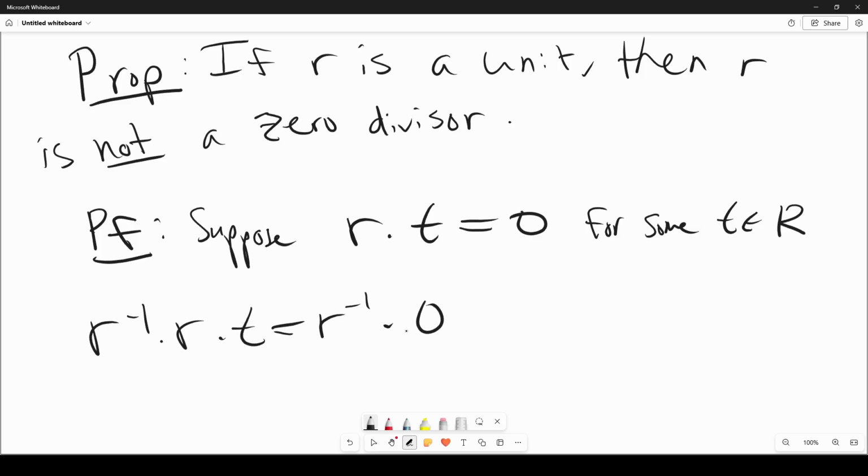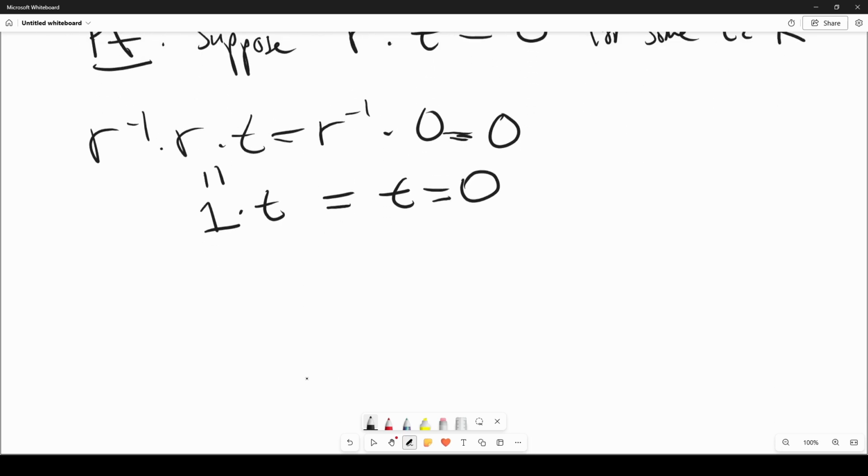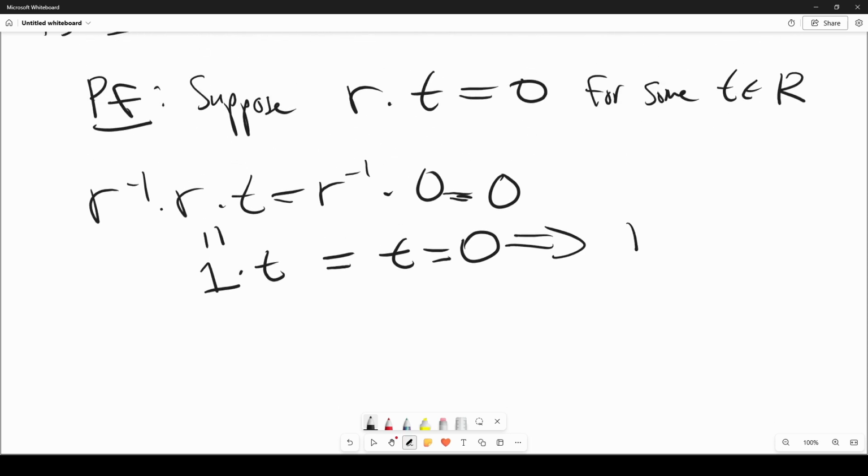But recall that anything times 0 is 0, so this side is still 0. And r inverse times r is just 1, so this is 1 times t equals t. And then this must be equal to 0. So I get that t is 0. And this contradicts being a zero divisor, right? Because if you're a zero divisor, you need r times t to be 0 and r and t both non-zero. But if this is ever 0, we've shown that t has to be 0. Thus, r is not a zero divisor.